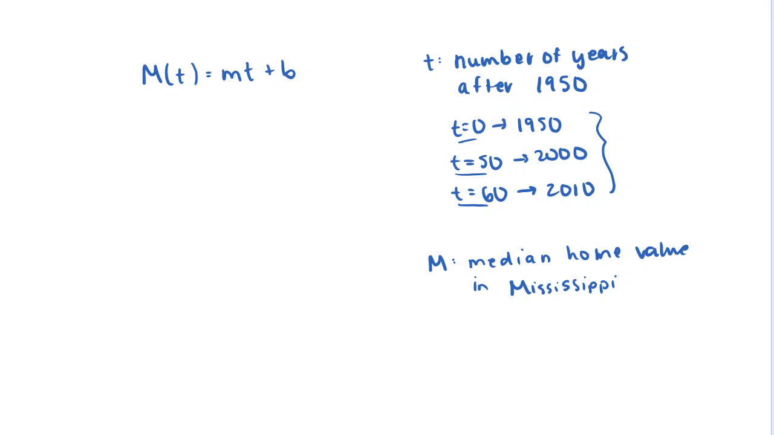And so here, this lowercase m, this is the slope, the rate of change of the home values per year. And then here, this b, this should be the initial value, or the vertical intercept, or in other words, the point corresponding to an input value of 0. Okay, well, we already figured out the slope.